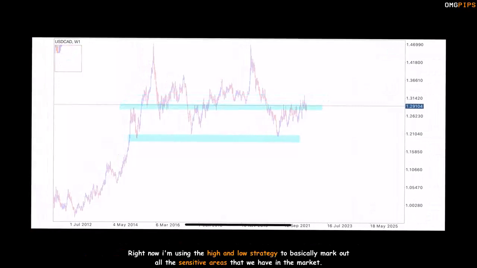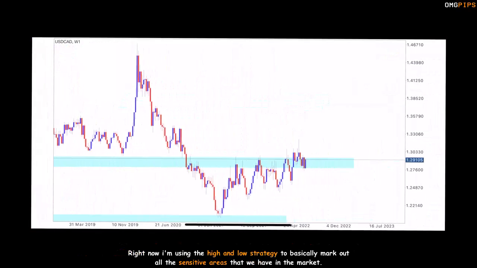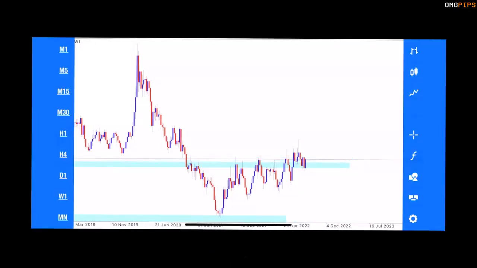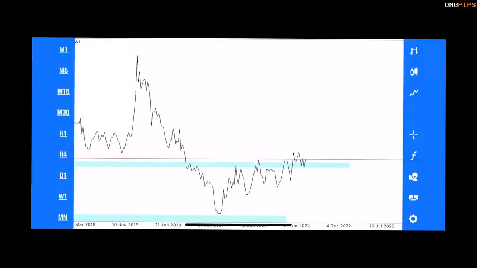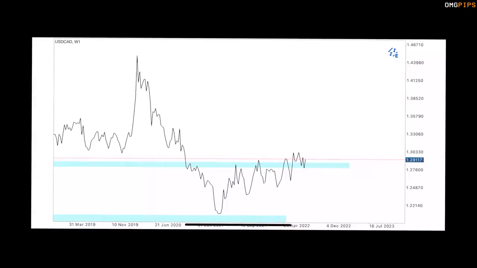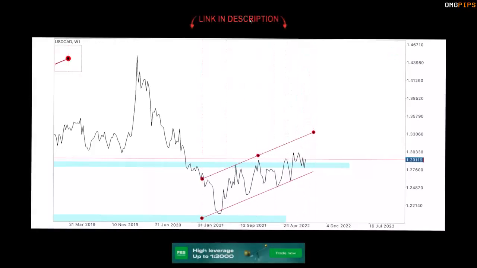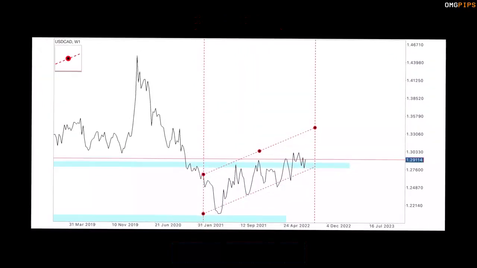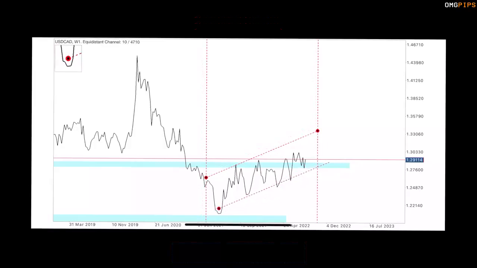Right now, I'm using the high and low strategy to basically mark out all the sensitive areas that we have in the market. On our weekly time frame, I can already see that we have a bullish trend because we have higher highs and higher lows. Let me simply mark out the trend so that you can see it. Once I'm done, I'm going to turn back into candlestick. After that, I'll dive in deeper so that I can continue analyzing the market from a daily time frame.